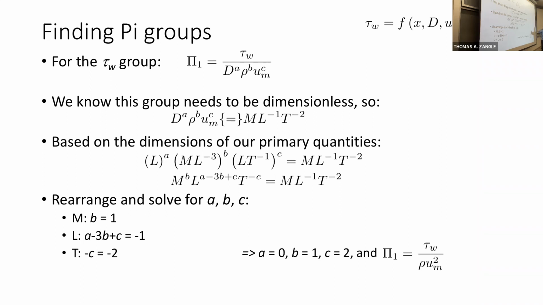But more generally, if you have some complicated arrangement, let's say you've chosen tau wall, rho, and U, they themselves form a pi group. If you'd done that, then you wouldn't be able to solve at this step. Make sense? Okay. Any other questions?